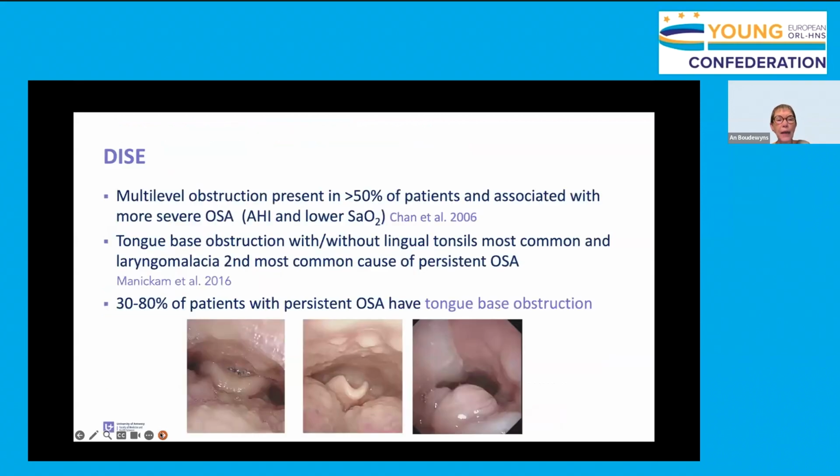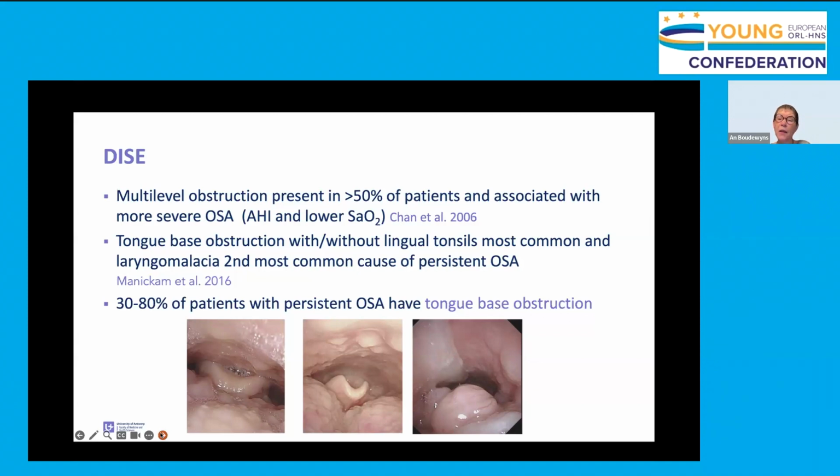What we learned from DICE is that multi-level obstruction, meaning obstruction also outside of the adenotonsillar region, is very common, and it's present in more than 50% of the children with obstructive sleep apnea, and it's also associated with more severe sleep apnea, both in terms of apnea index and also with lower oxygen saturations.